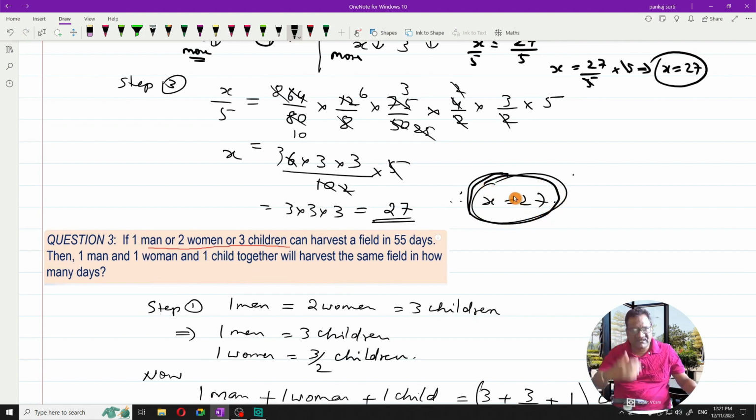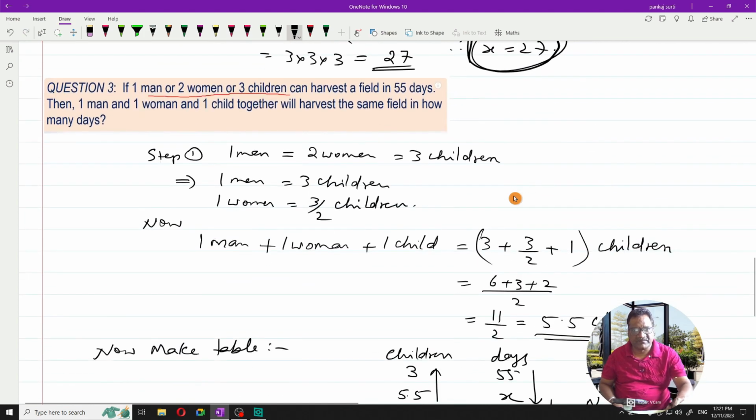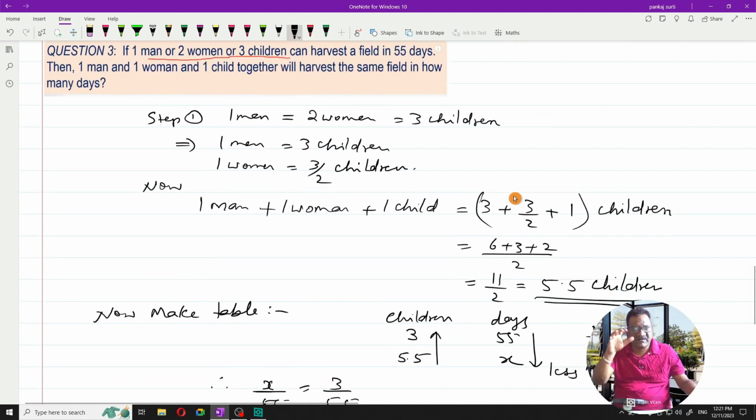Okay. Let us do one more question so that this particular method becomes drilled into your brain properly. Question number 3 says that if one man or two women or three children can harvest a field in 55 days, then one man and one woman and one child together will harvest the same field in how many days? Now this is a very simple question, only there is some confusion on these two statements, that is, one man or two women or three children.